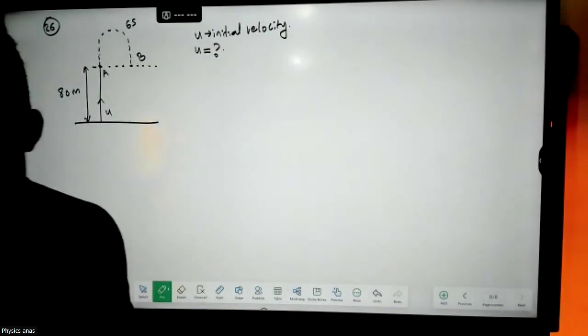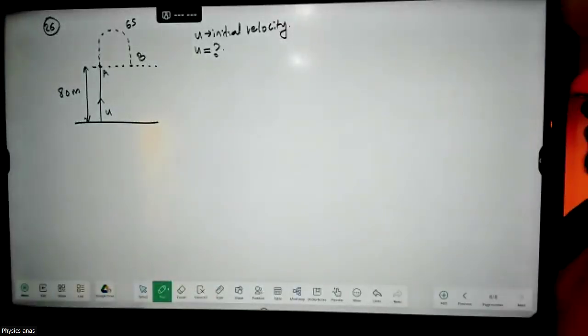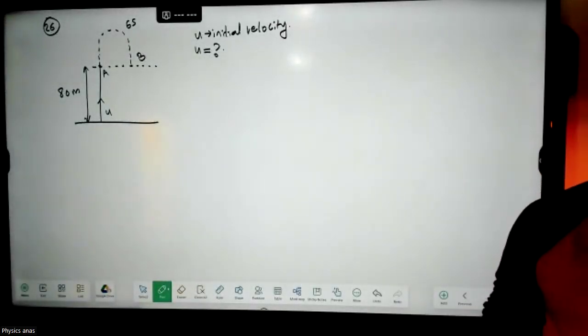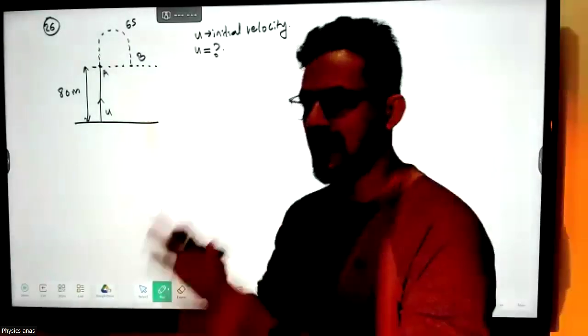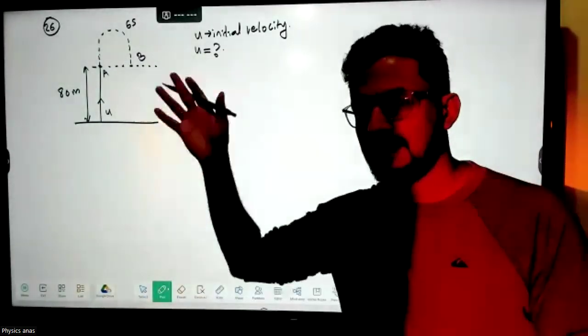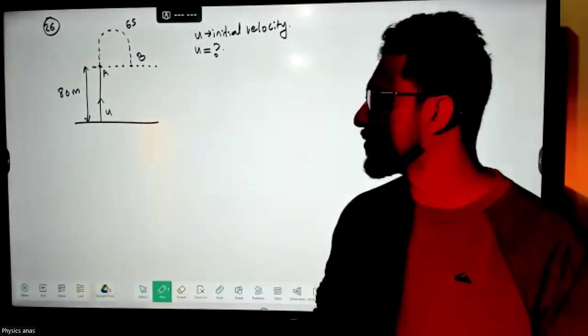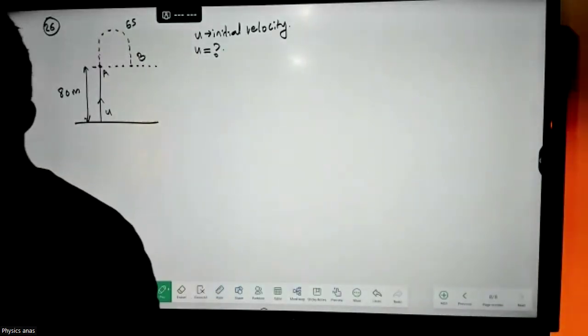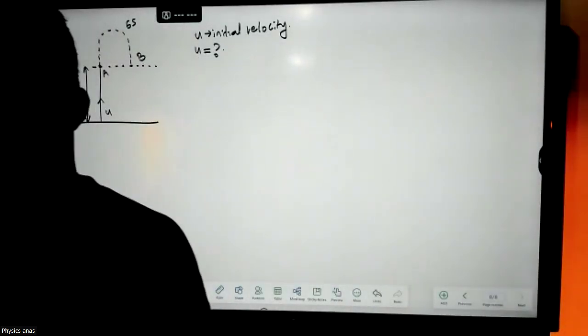It's a different type of question. You will not get it very simply. But if you understand the method, you can solve such types of questions. How can we do this question?